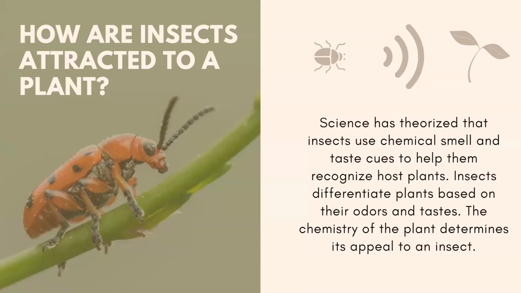So first things first, I think the first concept that I want you guys to grasp in this presentation is: how are insects attracted to a plant to begin with? Well, science has theorized that insects use chemical smells and taste cues to help them recognize host plants. So insects differentiate plants based on the odors and taste. So the chemistry of the plant determines its appeal to an insect. So this is a really important concept that you guys need to think about when we talk about intercropping.